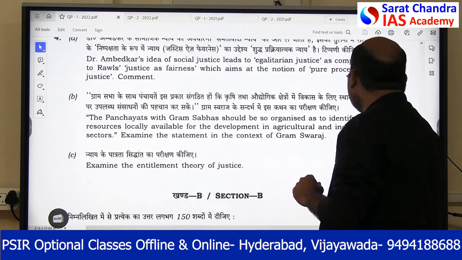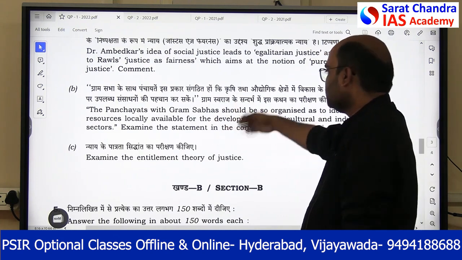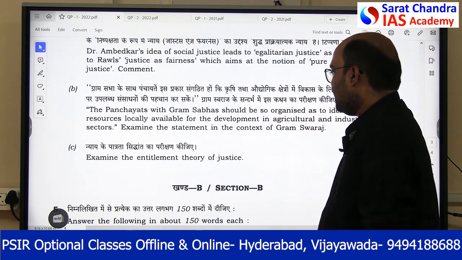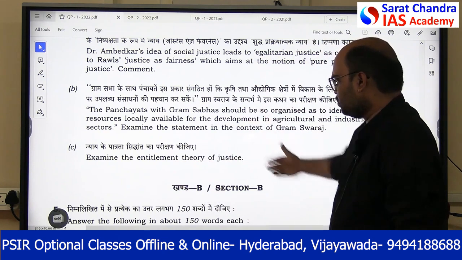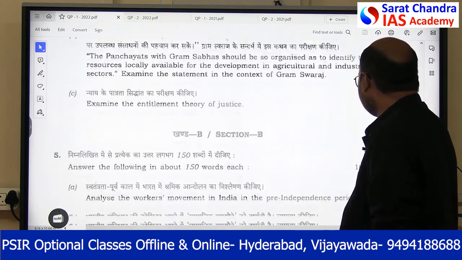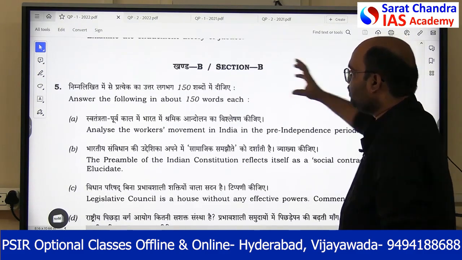Next one. About grassroots democracy, another question is asked: Panchayats, Gram Sabhas. And the entitlement theory of justice. Another question is asked from theory of justice. That is part A. Now let us come to part B.